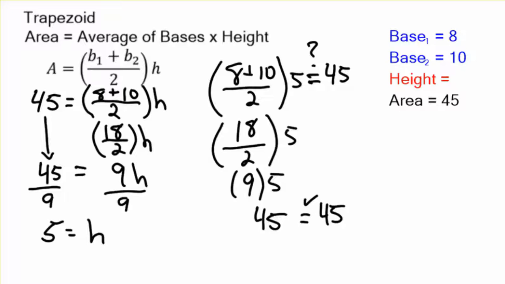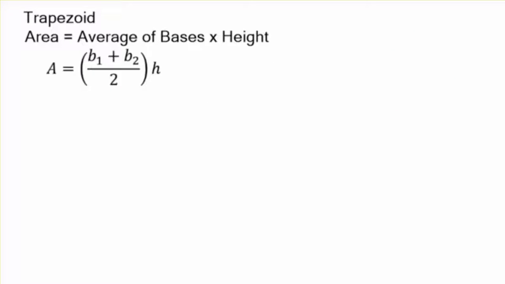So remember, with trapezoids, you're just going to find the average of the bases times the height. What's the middle between those two bases, times height. And when you're finding a missing variable, just plug it into the formula and solve for the variable.